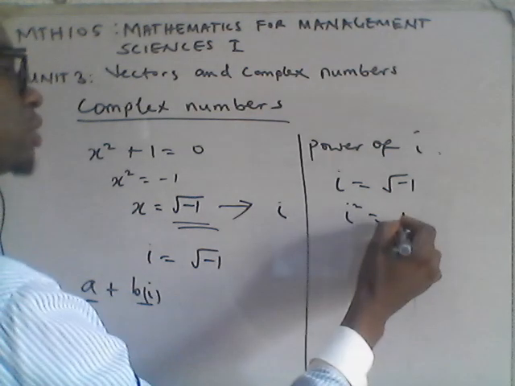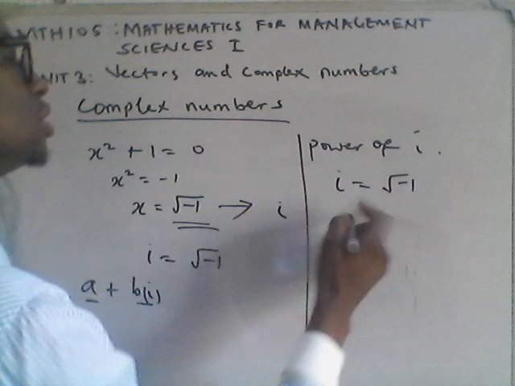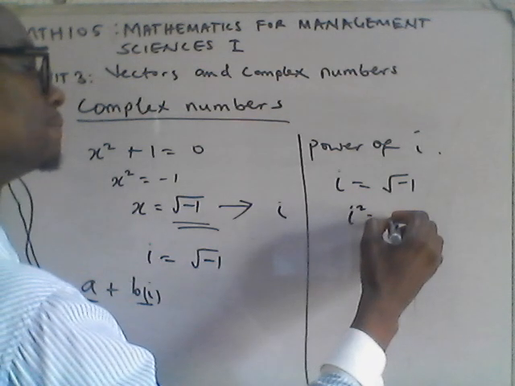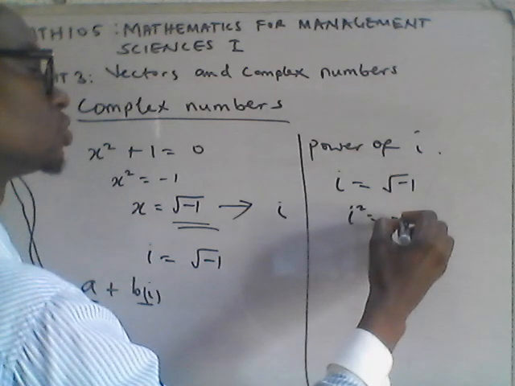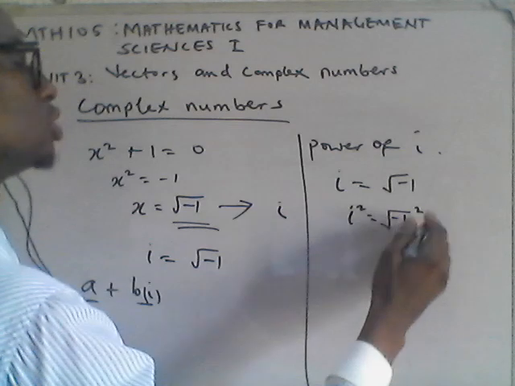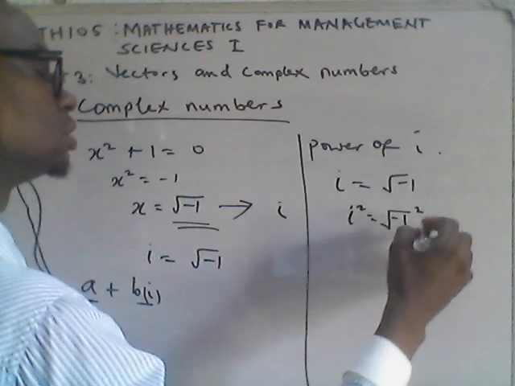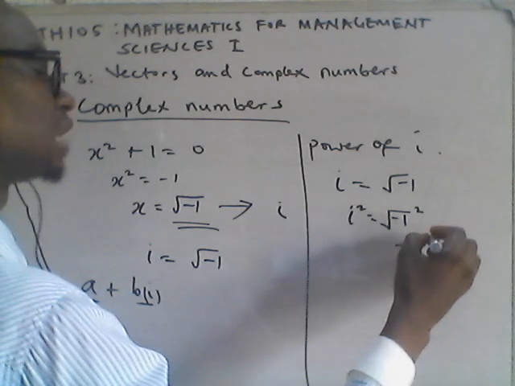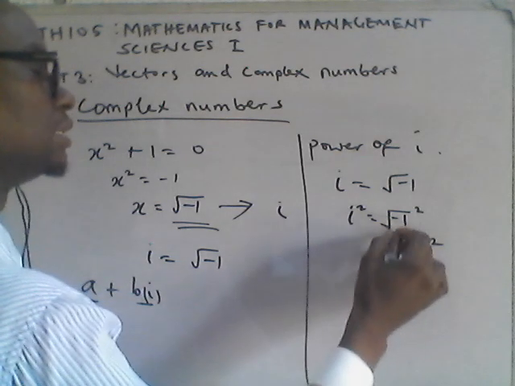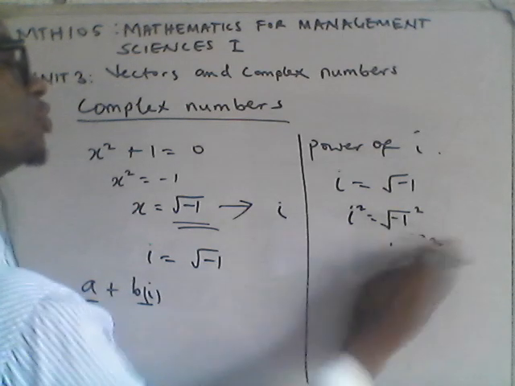So, sorry, minus 1. So i squared is minus 1. Why? How? Look at it. i squared is equal to minus 1, root minus 1, then squared. You know that root minus 1 is minus 1 raised to the power half, times 2. This and this are the same thing, right? So this will cancel this.